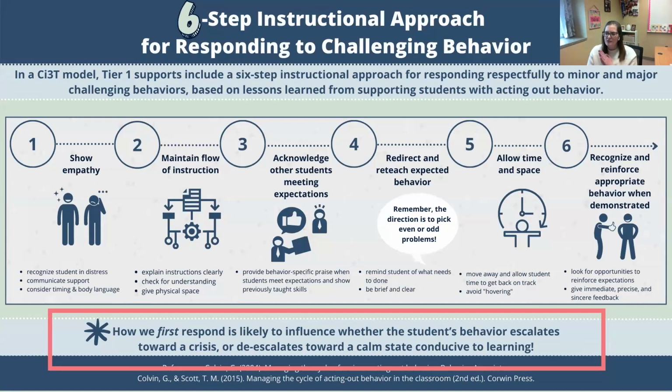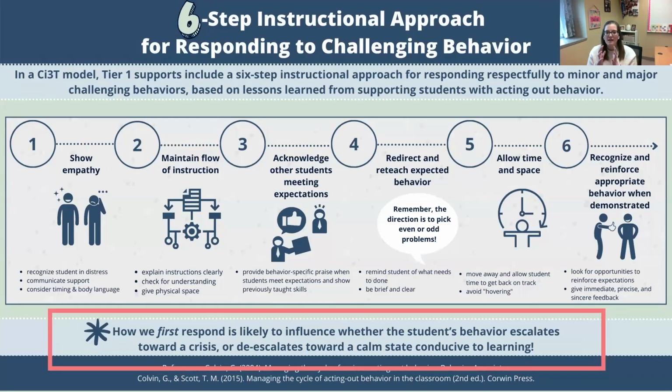As we go through each of these 6 steps, we'll talk about the parts of them and how to implement them. What I really love about this infographic is where the red box states how we first respond is likely to influence whether the student's behavior escalates towards a crisis or de-escalates toward a calm state conducive to learning. So we can proactively plan how we're going to address situations when they arise, and how the adults respond is going to have trickle-down effects.